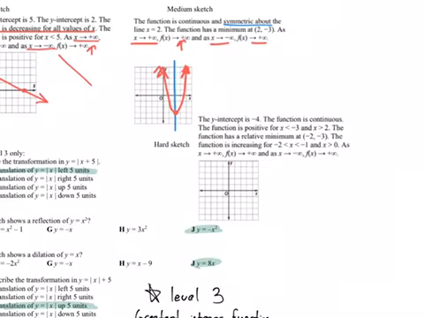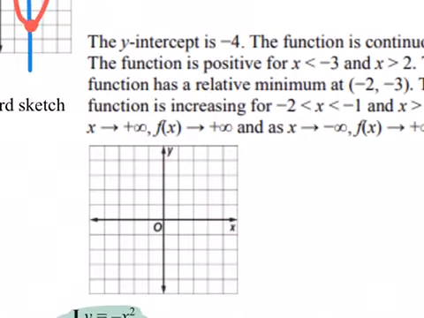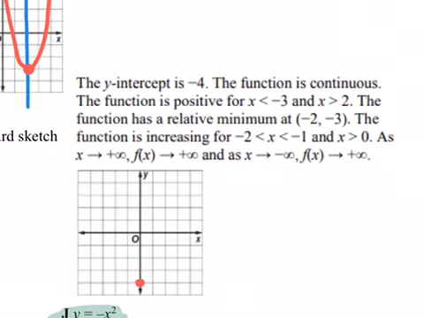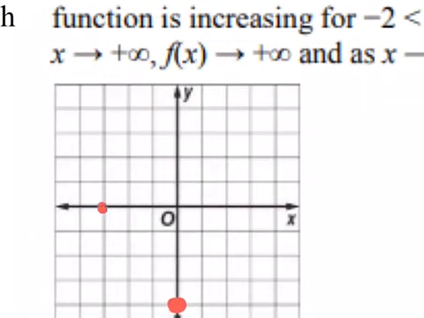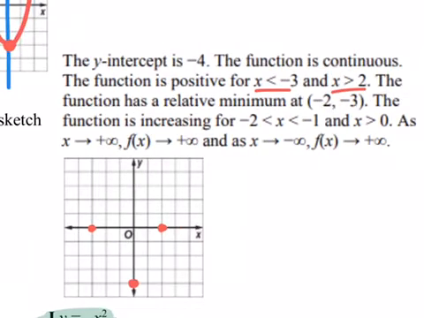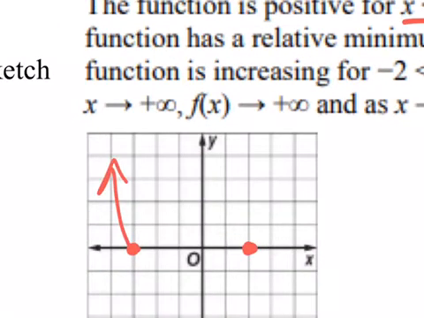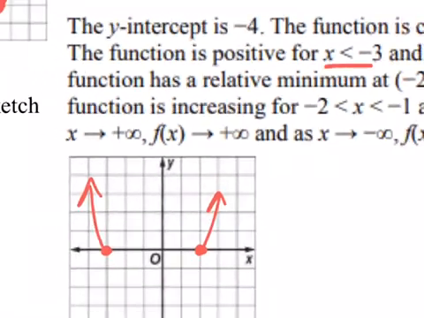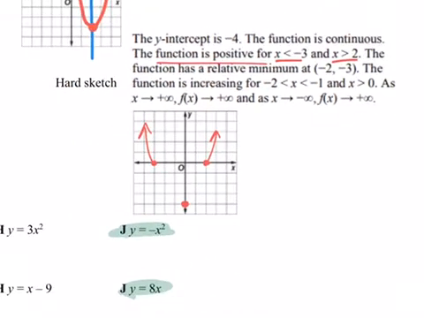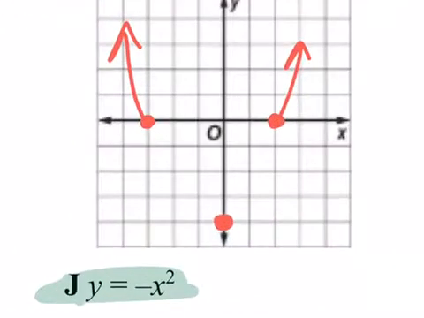This one is a hard sketch. We have a y-intercept at -4. It says the function is continuous and positive. So this means that x of -3 and x of 2 are x-intercepts. And it also tells us that when we are to the left of -3, we're above the x-axis. And when we're to the right of 2, we're above the x-axis because they told us that the function is positive. It tells us that the function has a relative minimum at (-2, -3).